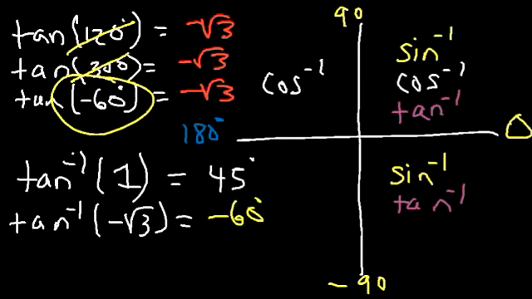So whenever you're dealing with inverse sine and inverse tangent in quadrant 4, the angle is going to be between negative 90 to 0. It's not going to be between 270 and 360. Make sure you do not pick that answer.